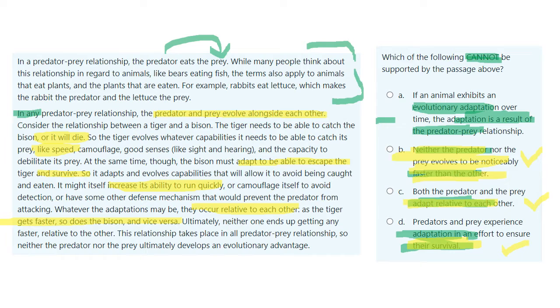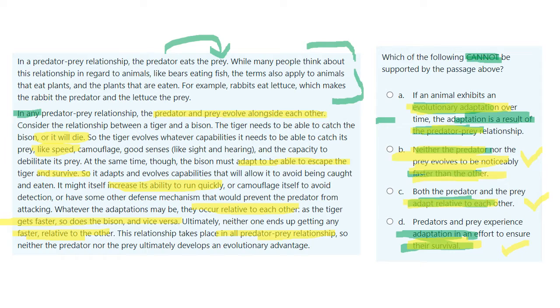Ultimately, neither one gets faster relative to each other. So again, that is B that is proven. The relation takes place in all predator-prey relationships so that neither the predator nor the prey ultimately develops an evolutionary advantage. Now, is any evolutionary adaptation the result of predator and prey?